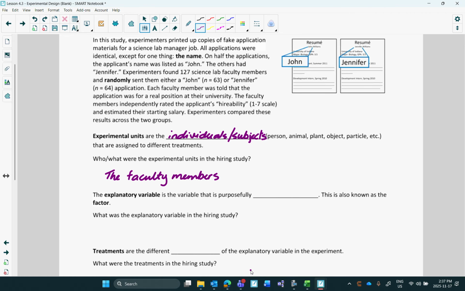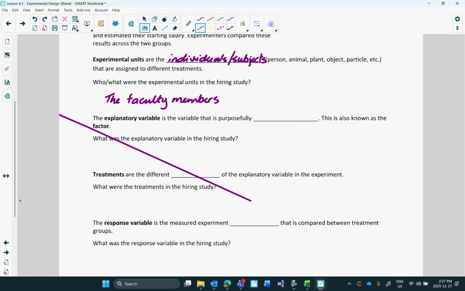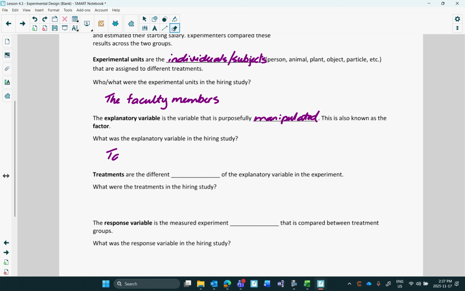The explanatory variable is the variable that is purposely manipulated or controlled, with the value assigned by the experimenter. Another name it's known by is the factor. Okay? What was the explanatory variable in this study? The name. Jennifer or John.